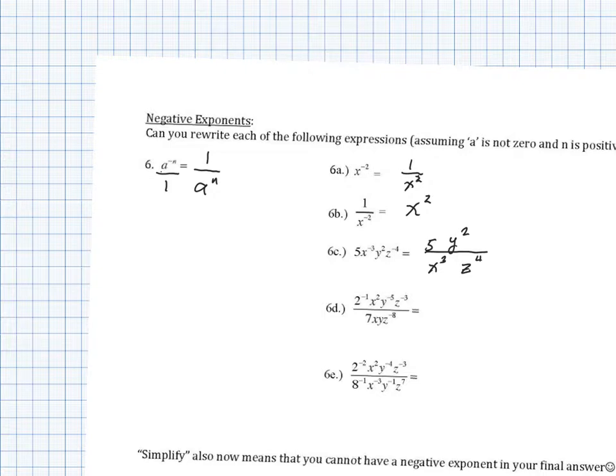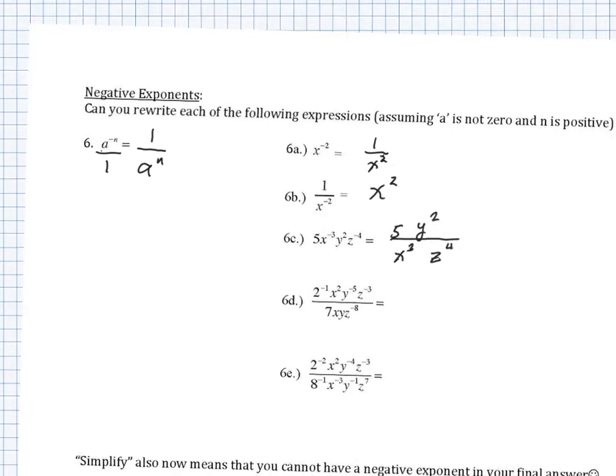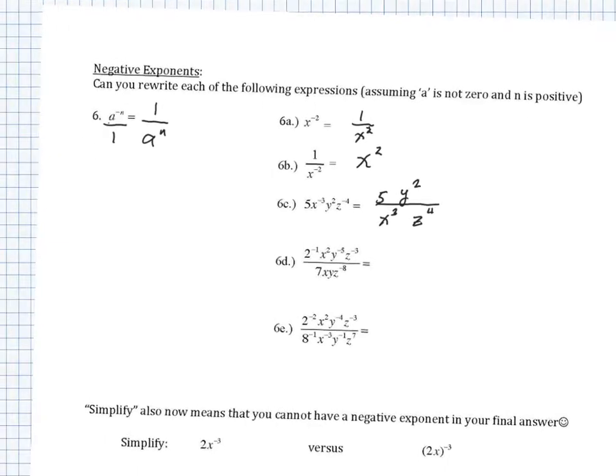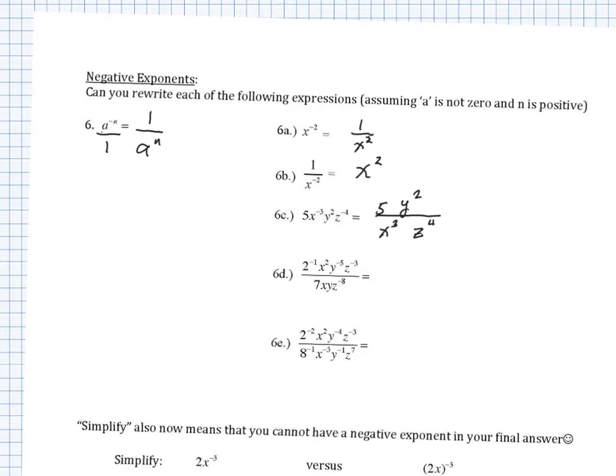It says rewrite each of the following, assuming that A is not zero. Okay, so there it is. Can you guys do 6D? Of course.